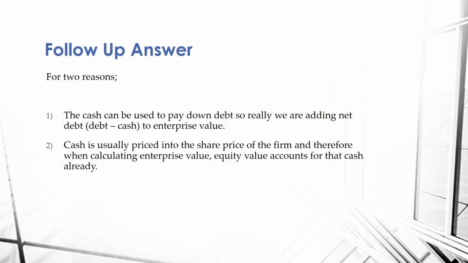Now, in addition, cash is usually priced into the share price of the firm, and therefore, when calculating enterprise value, equity value accounts for that cash already. So if we weren't going to subtract cash and cash equivalents, then really we would be double counting, because we'd already be accounting for that cash in the equity value of the firm. So we subtract that to really remove the effect of cash and cash equivalents.